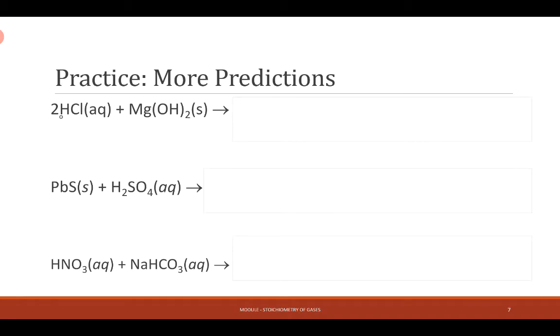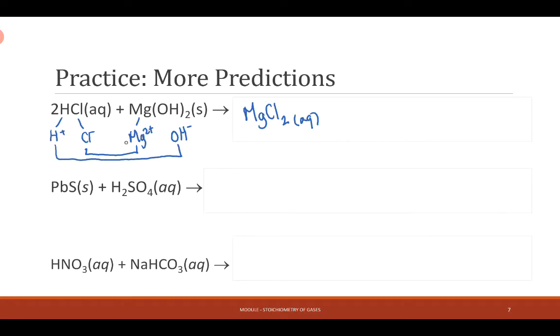Okay, so let's go over this. We have H plus ions, Cl minus ions, Mg2 plus ions, and hydroxide 1 minus anions. So the magnesium will bond with the chlorine. I'll need 2 chlorines in order to make a neutral ionic compound. Checking my solubility rules, magnesium chloride is soluble in water. My other product is HOH, better known as H2O, water.